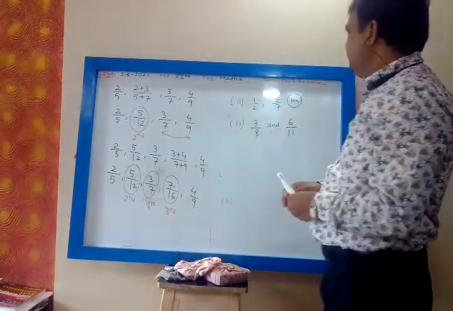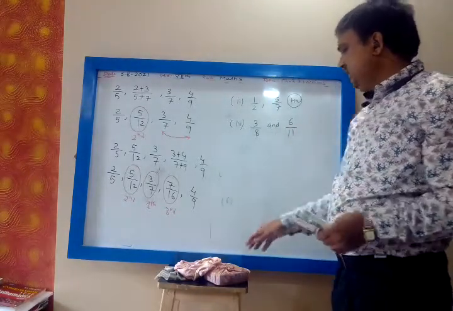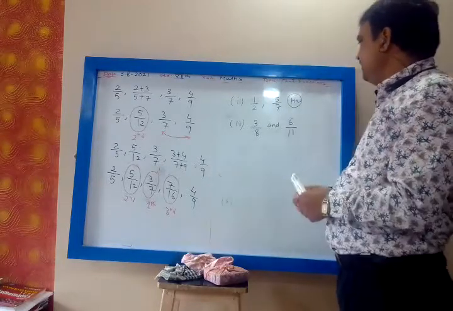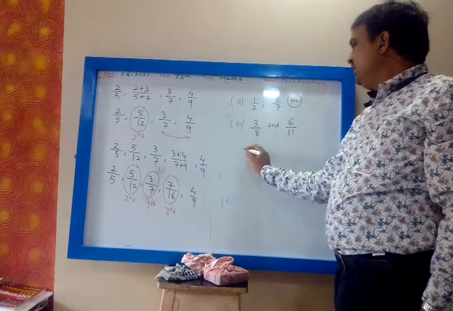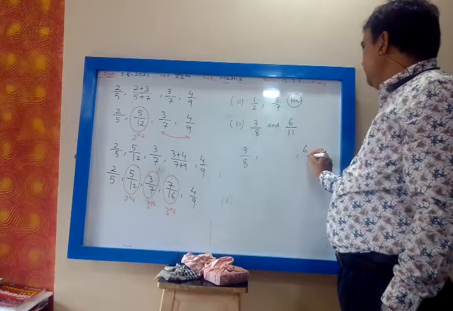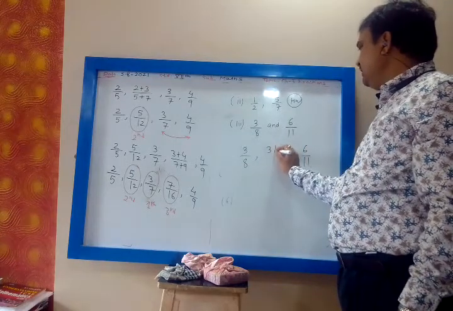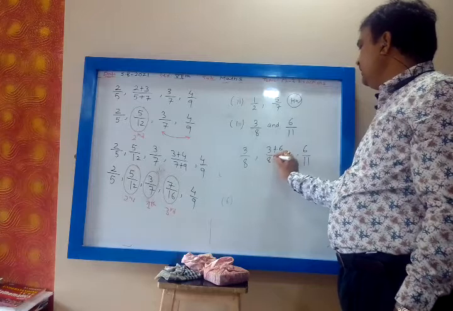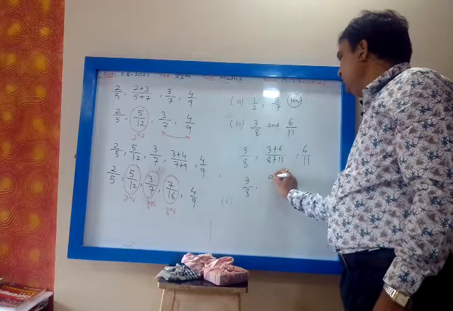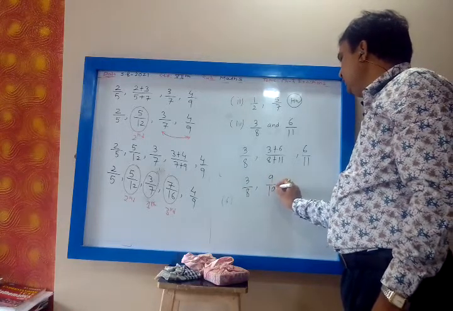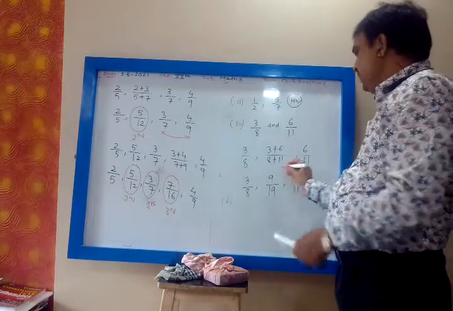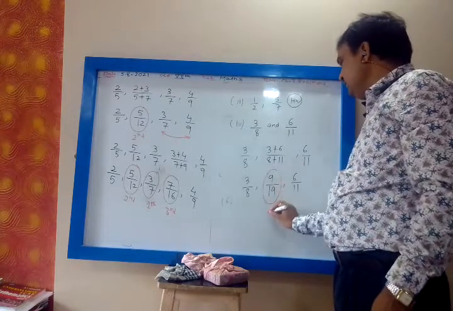Let us do this. Chalo, all of you start solving. I am also solving parallel. 3 by 8 and 6 by 11. So what is that? 3 by 8, then 6 by 11. Between them we insert 3 plus 6 upon 8 plus 11. So 3 by 8, comma 6 plus 3 is 9, 9 by 19, 6 by 11. This is my first inserted fraction.